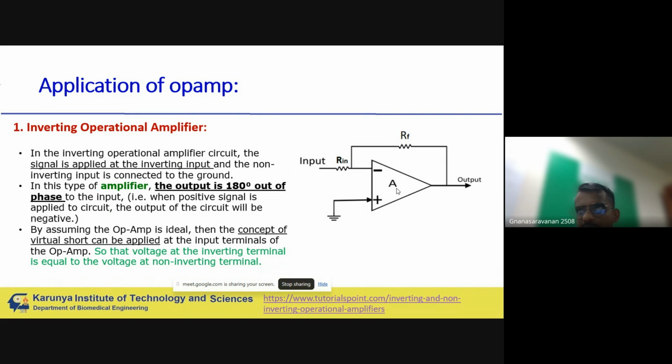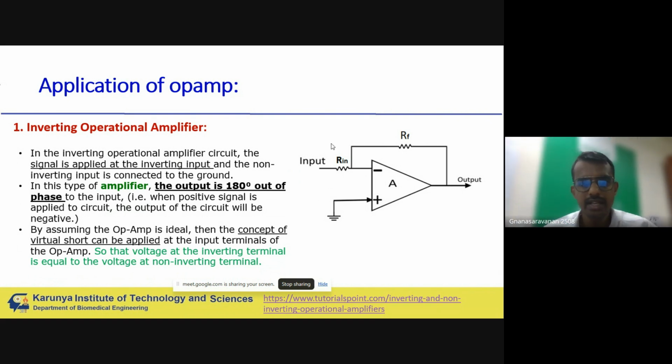So what is a configuration? We make certain arrangements with external components. For example, like how we configure our cell phones or laptops in the control panel, we rearrange the components so that it gives some unique functionality. Here in this arrangement, you can see that the input is given to the inverting terminal, that is pin number 2, and there is an input resistance Rin and a feedback resistance Rf. What is feedback resistance? It connects the output and the input. That is called the feedback path.